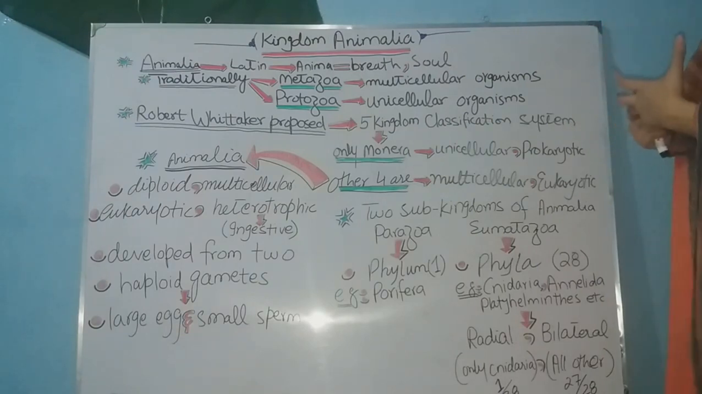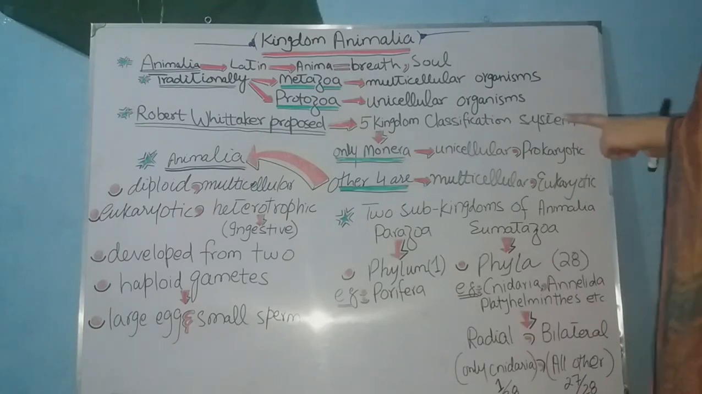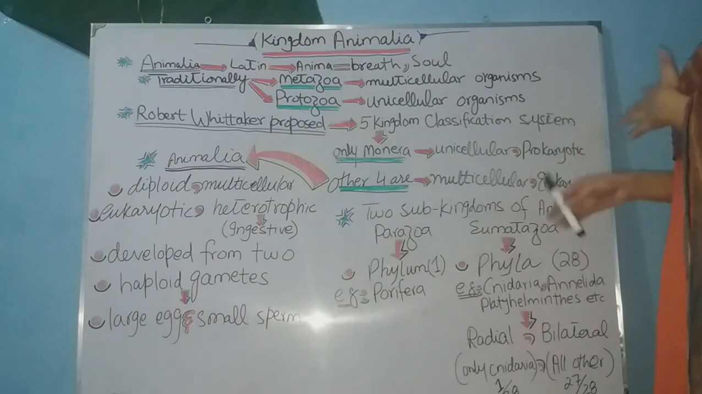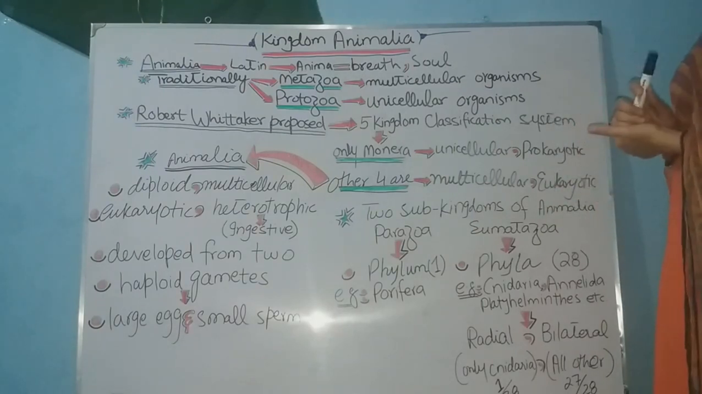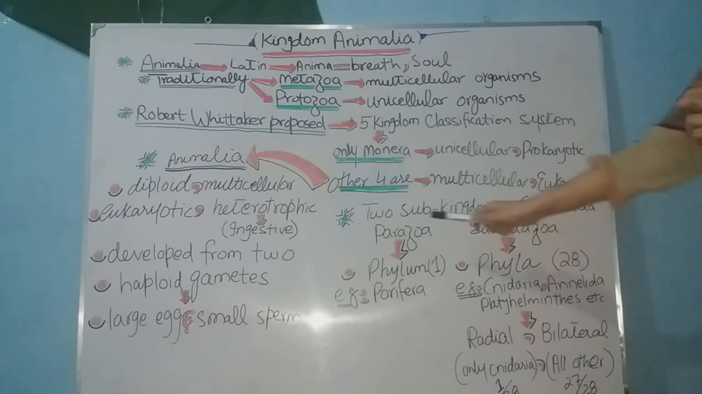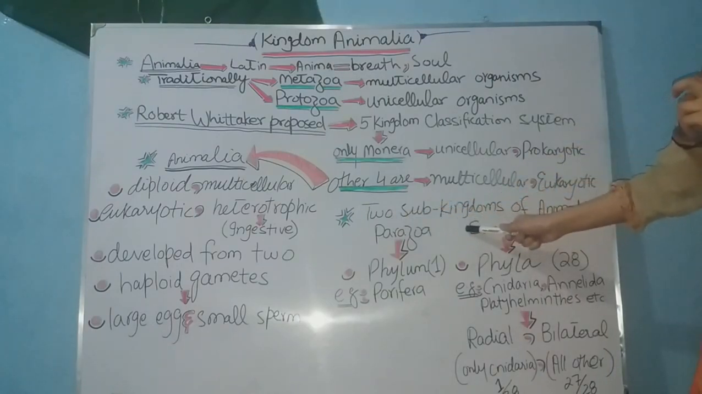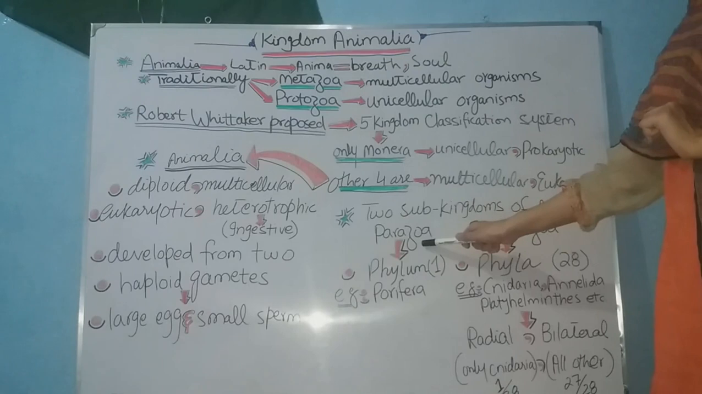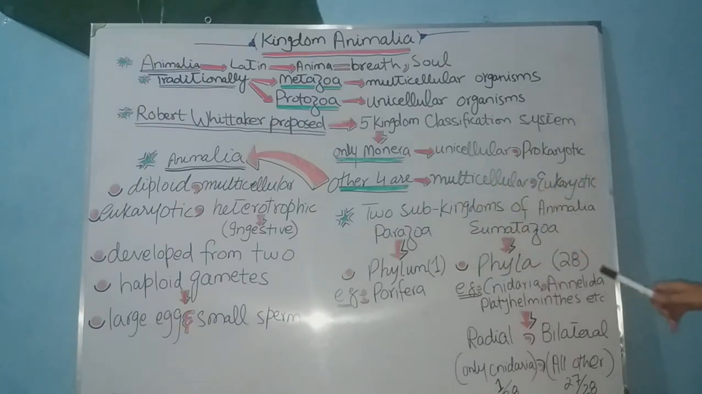If we talk about Animalia in detail, this kingdom Animalia is one of the five kingdoms proposed by Robert Whittaker. If we check its detail, we come to know that it has been divided into two sub-kingdoms. Those two sub-kingdoms are Parazoa and Eumetazoa.